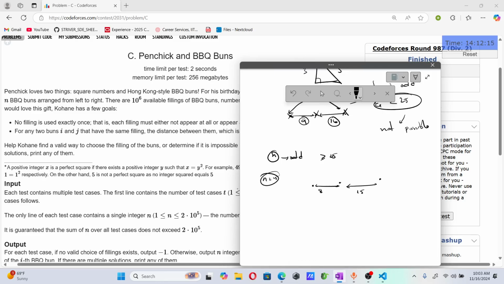So can I fill it somehow? The problem here is I can't do it because the elements here are 23, so 25 is also not possible to do. Let's say I have an element here, 26, let us say.